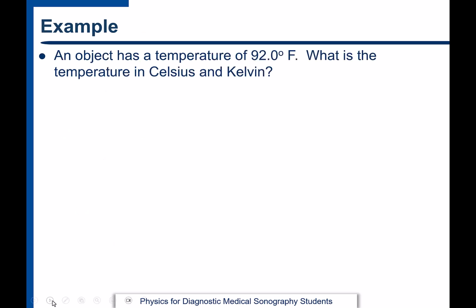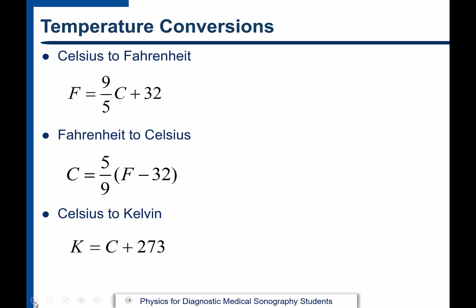An object has a temperature of 92 degrees Fahrenheit. What is the temperature in Celsius and what is it in Kelvin? Why don't you pause the video and just go ahead and convert those for me. Okay, well, let's go over these and make sure that you got them right. The first thing we have to understand is that we're starting with Fahrenheit and we want to end up with Celsius. And so if we go back here, we see that this is the formula we want because we know what to plug in for F, and what we're trying to get is C.